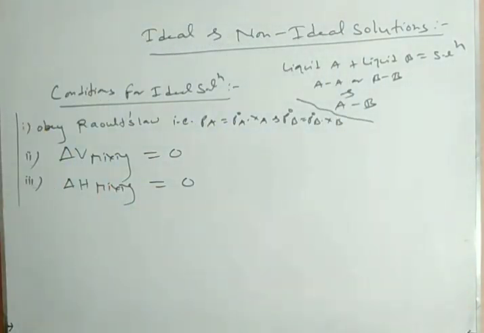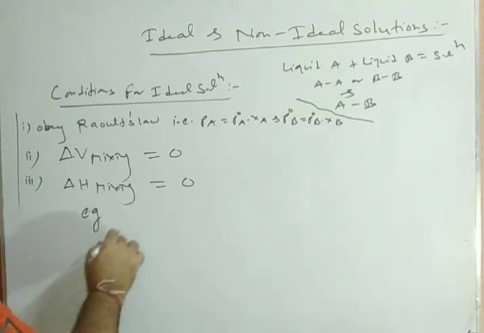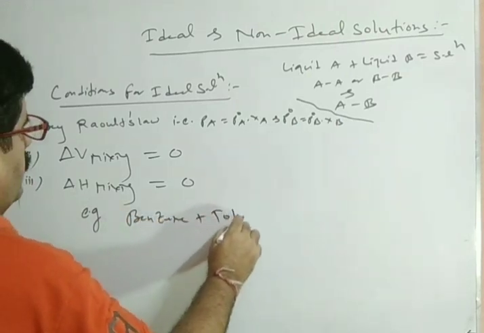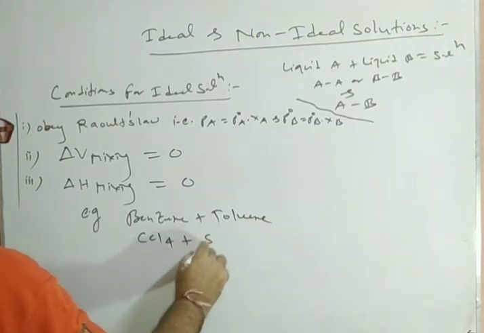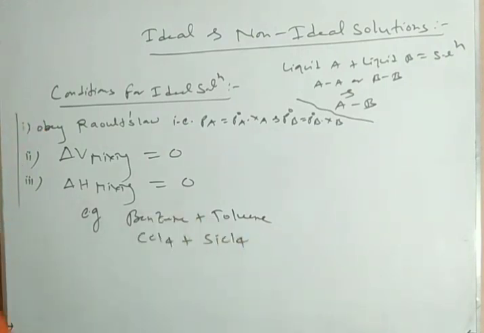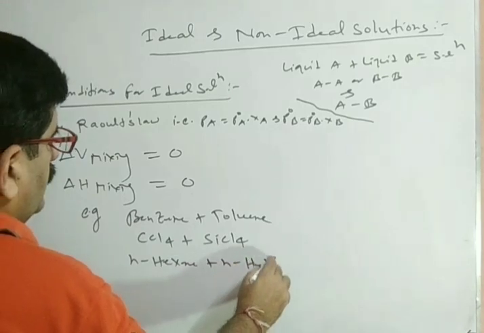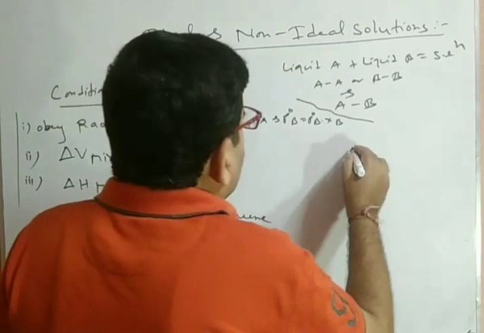Examples, you can write benzene plus toluene. Again you can write carbon tetrachloride plus silicon tetrachloride. Normal hexane plus normal heptane. Such mixtures always form an ideal solution.